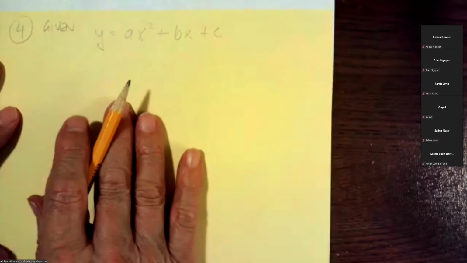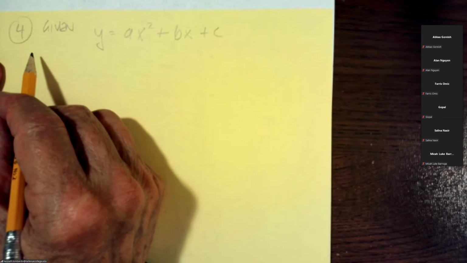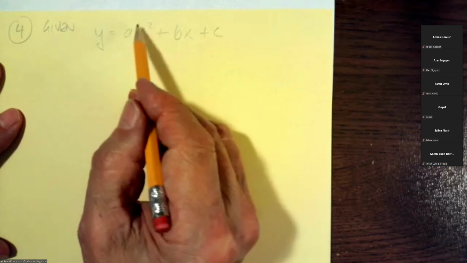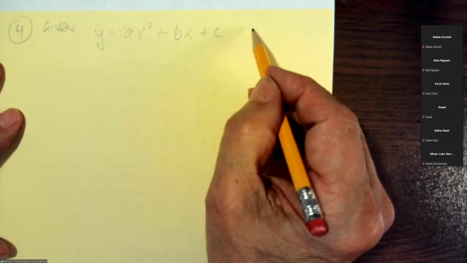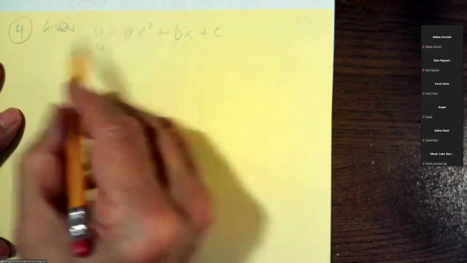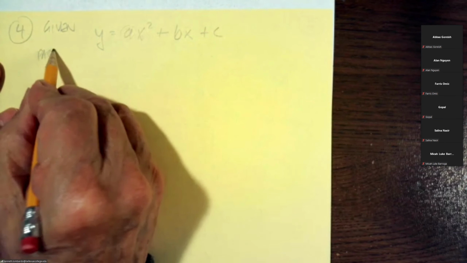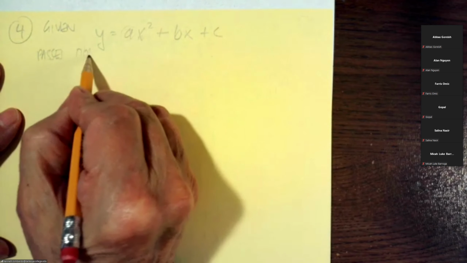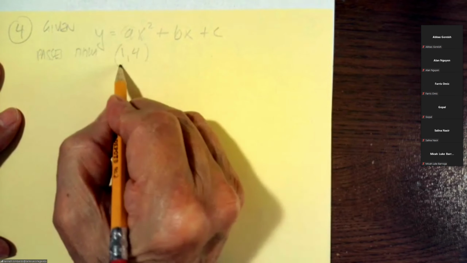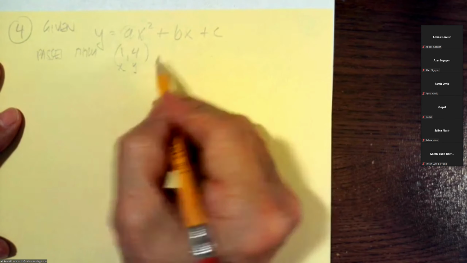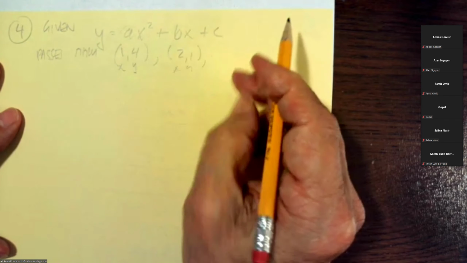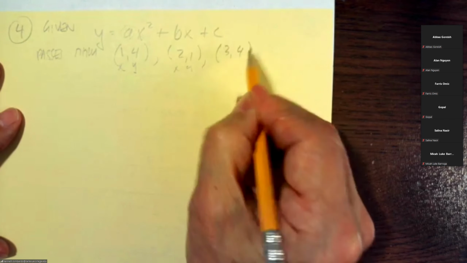Let's say that this graph, this quadratic function, is going to be some sort of a parabola opening, depending on whether this is positive or negative. This is going to be a parabola, isn't it? And so let's say that it passes through the following points. Let's say it passes through 1 and 4. That's x and y. And it passes through 2 and 1. And it passes through 3 and 4.